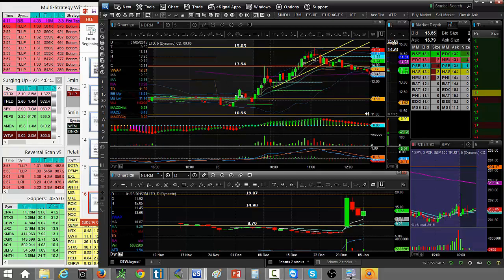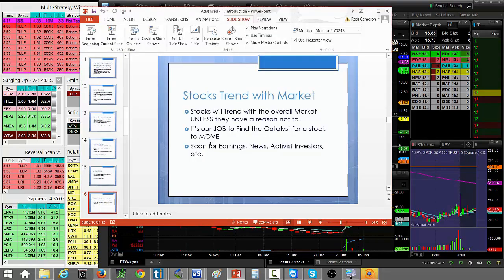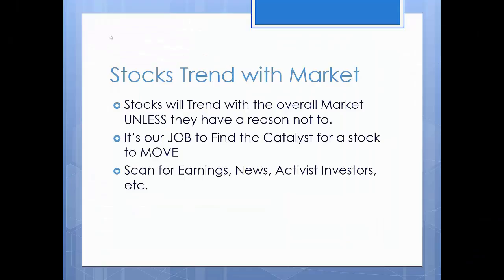And there is a stock like this almost every single day in the market, a stock having a big, big day. So when I say it's our job to find the catalyst for stocks to make a move, what we really have to look for are stocks reporting earnings, stocks that have breaking news, activist investors. We just have to start scanning the news.